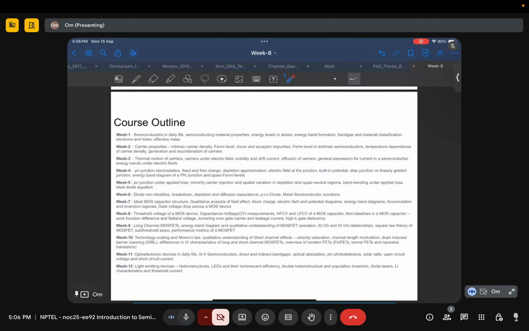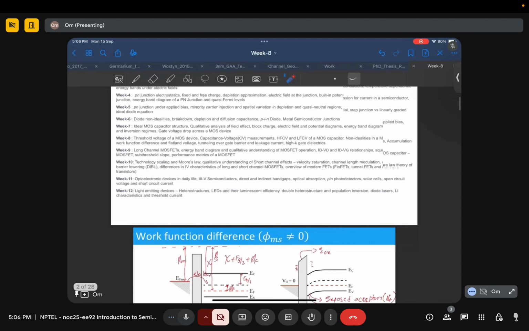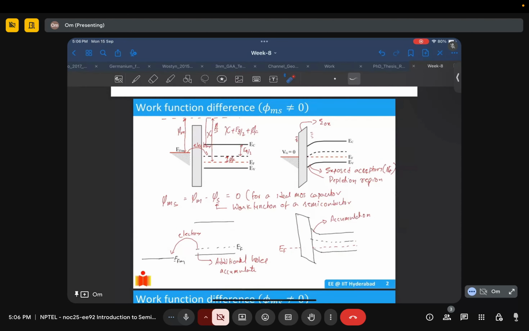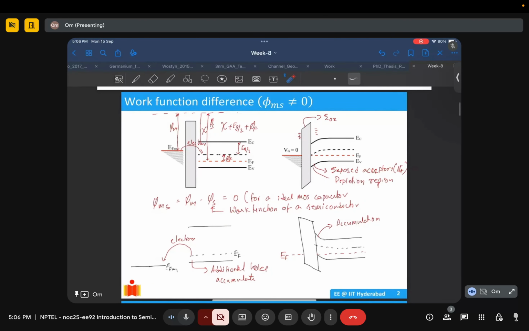So mainly in this week, we will be talking about the threshold voltage, the capacitance voltage CV measurements, and some other non-idealities in the MOS capacitor. So let us start with a brief overview of the slides for this week. I hope you all have watched this week's lectures, and if not, please watch the lectures first, as MOS is the most important topic of this whole course.